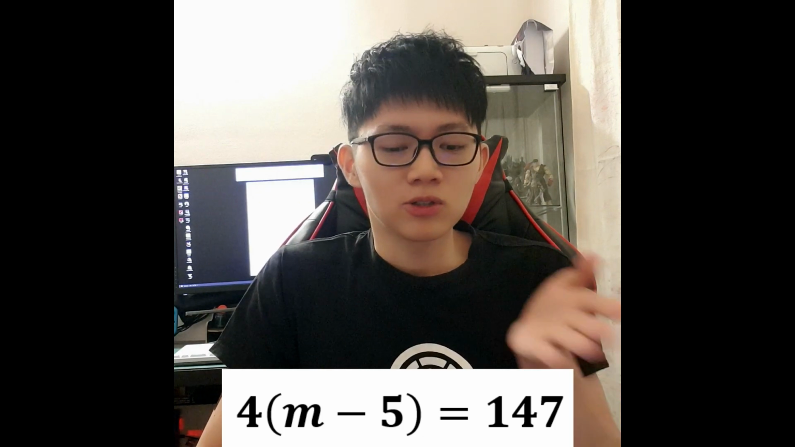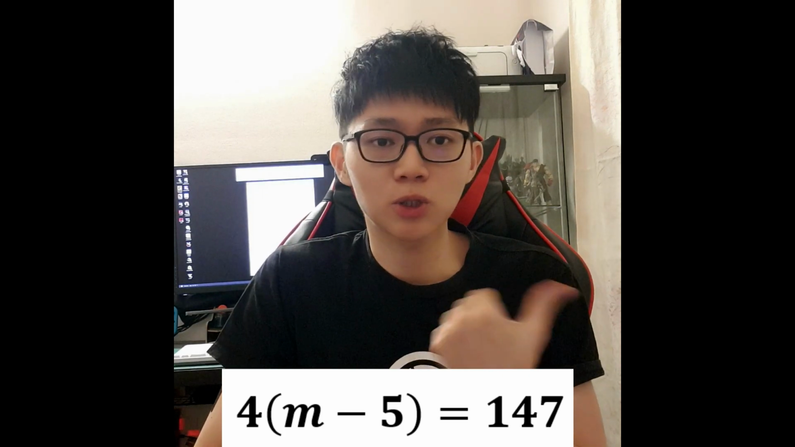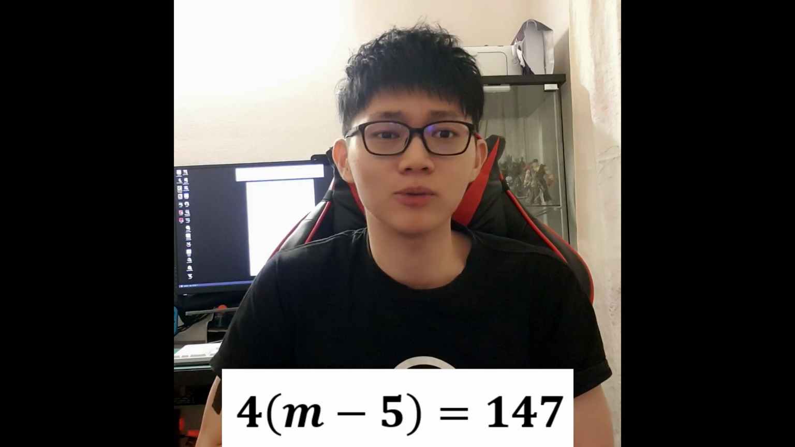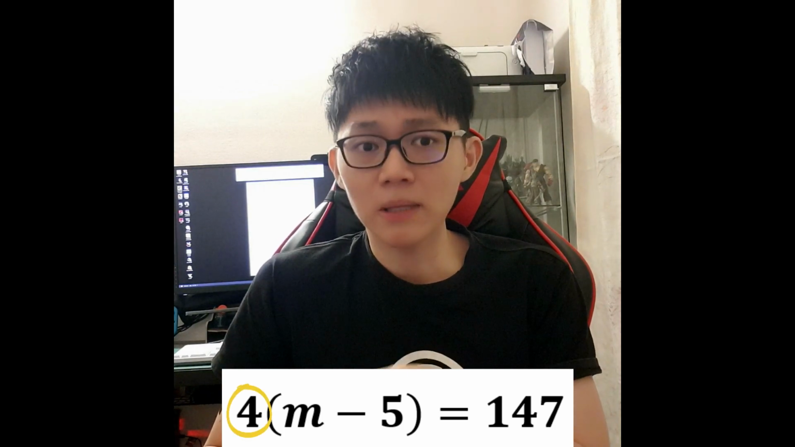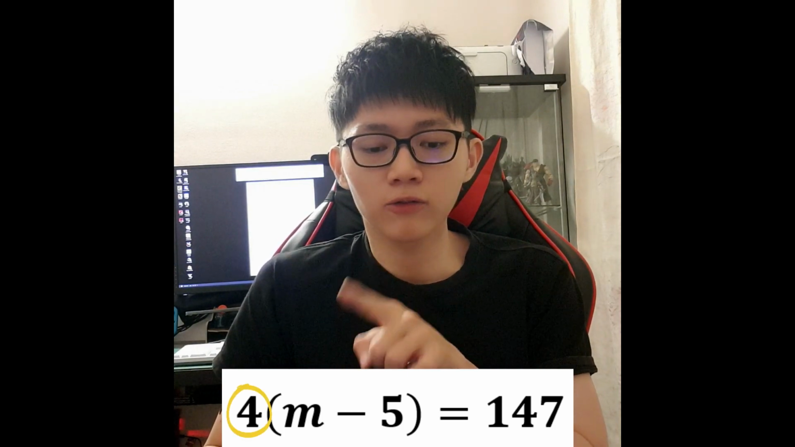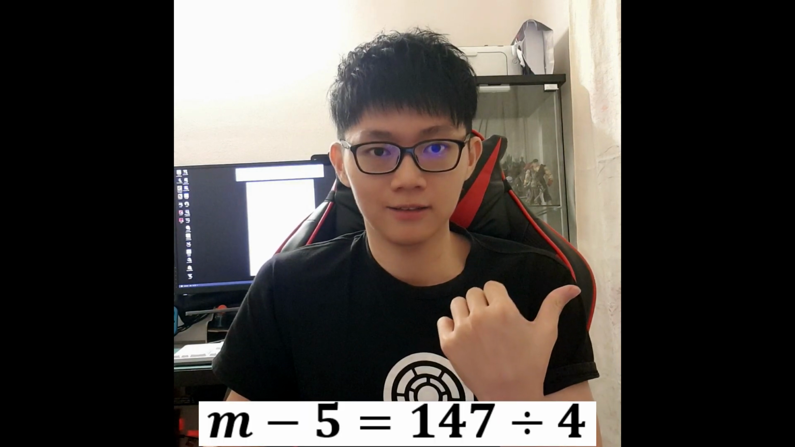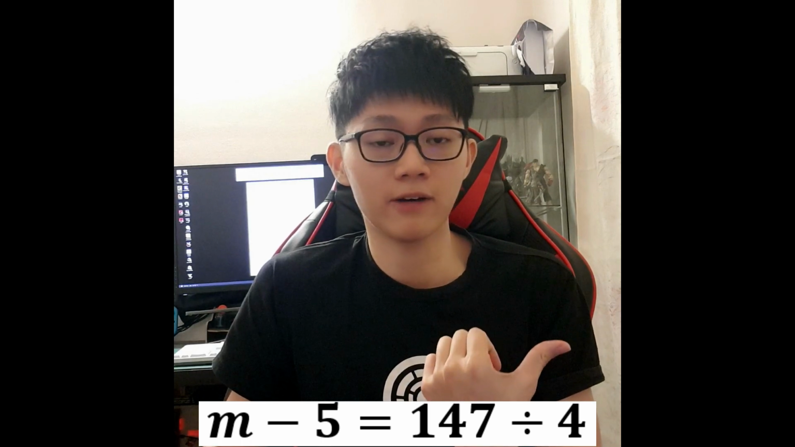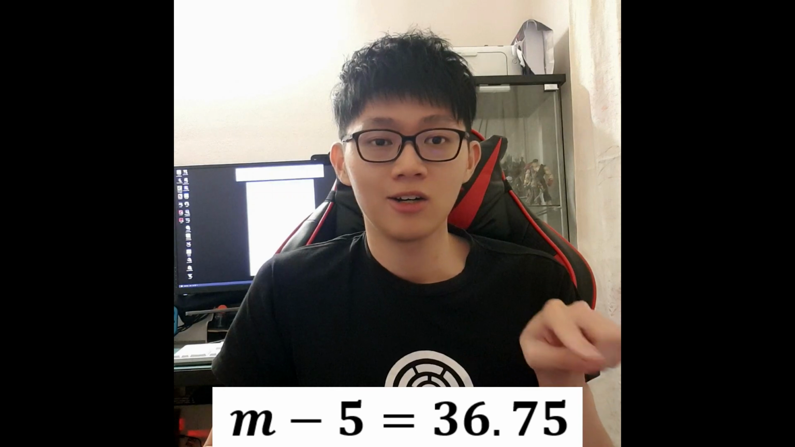Now, it looks pretty easy now. We have 4 and then we have the minus 5. We gotta still throw them to the other side. I want M only. So pretty obvious. We gotta throw the 4, right? Remember, bracket means times. So now 4 times, when you throw to the other side, you gotta do divide, the opposite. So you gotta divide 4. So press your calculator, you get this answer, right?